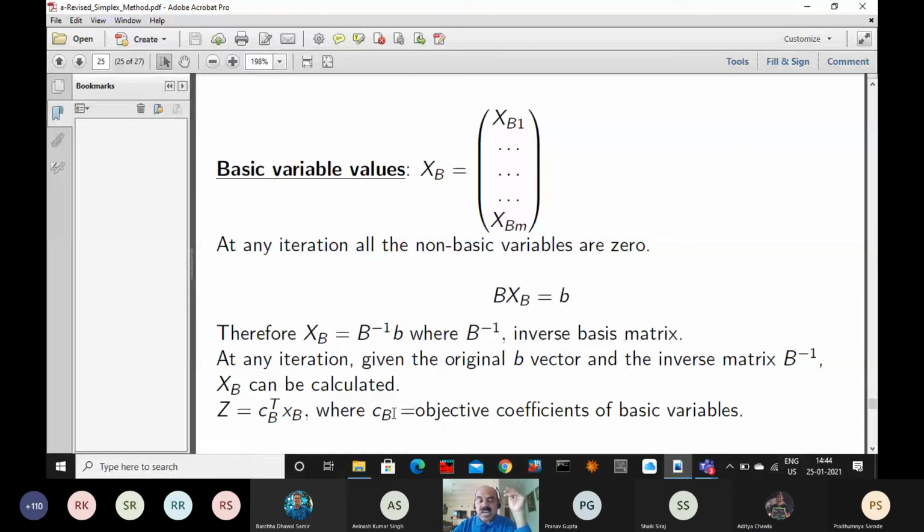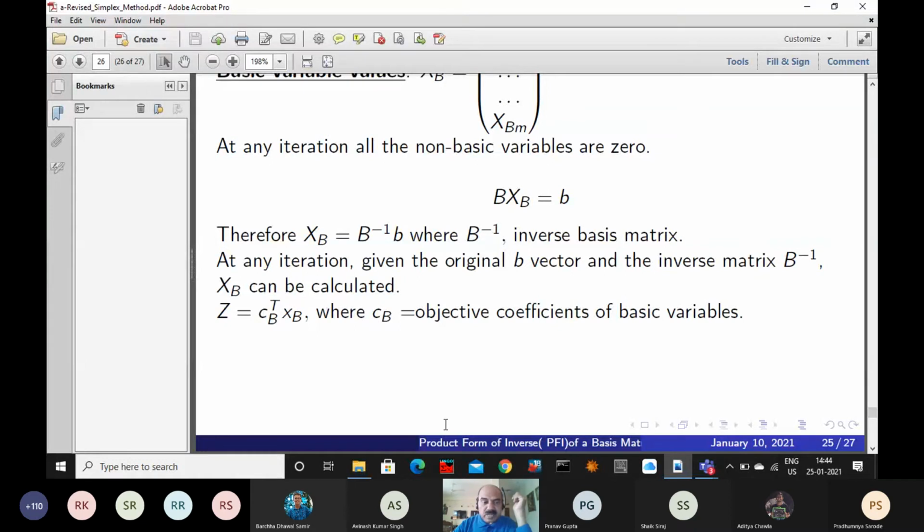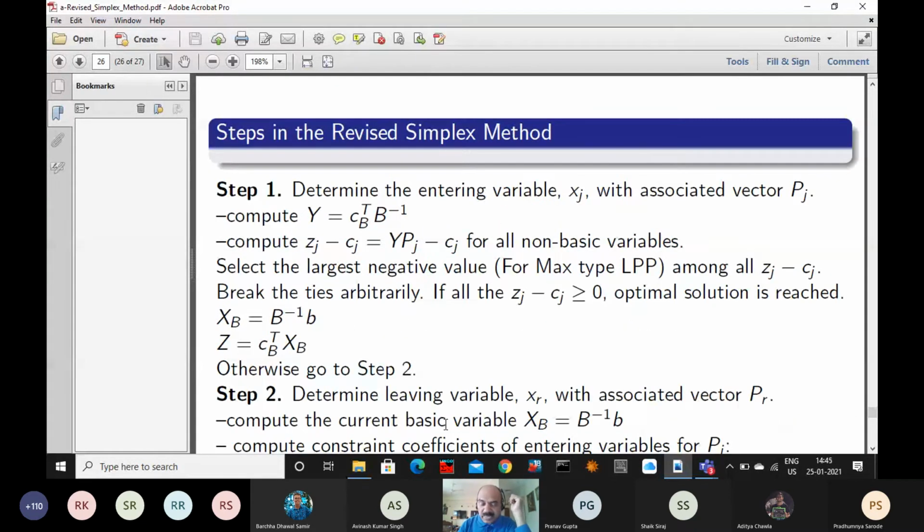CB stands for the coefficients in the objective function only for the basic variables. Okay, once this is done, we will write the steps of the revised simplex method. So very quickly we will go to a problem.